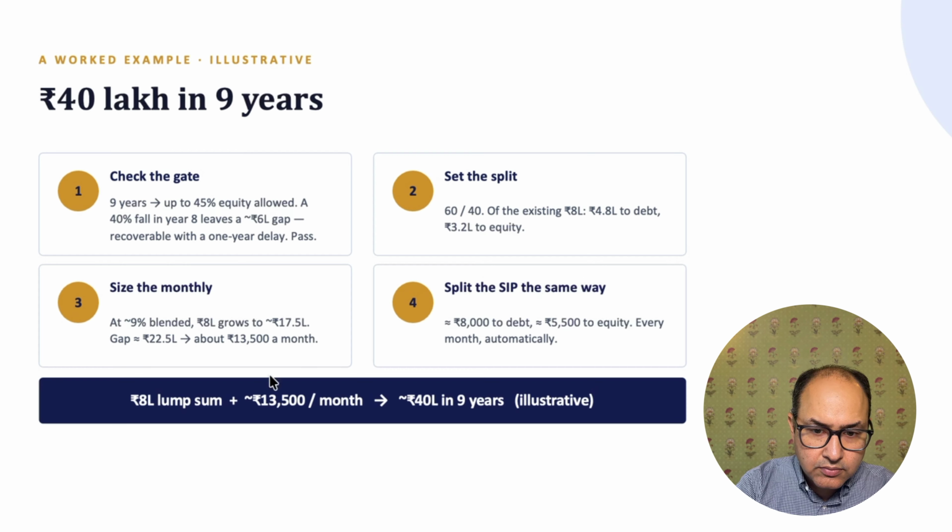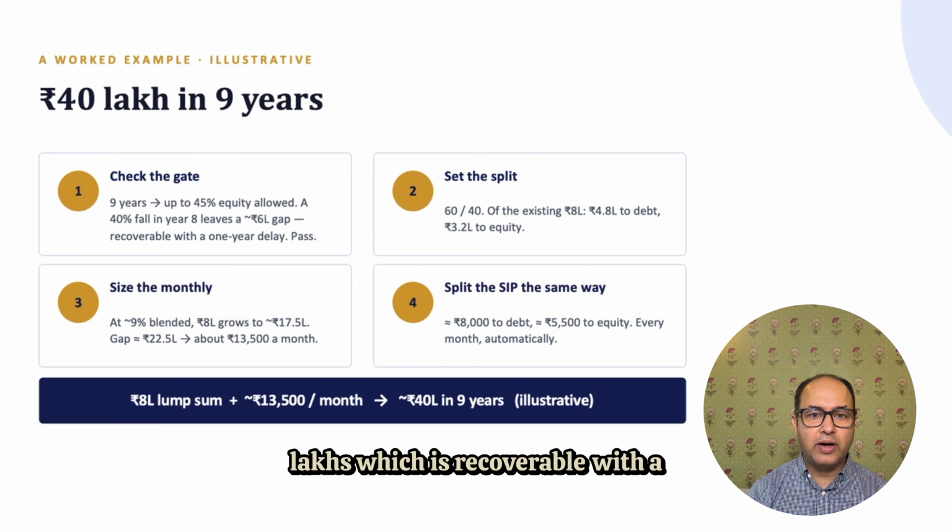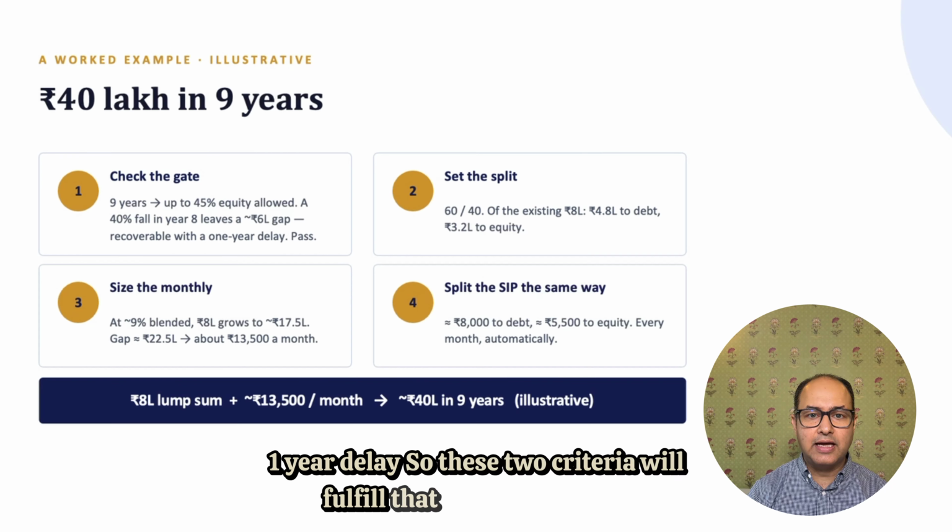Let's take an example. Let's say you need 40 lakh rupees 9 years from now, and you already have set aside 8 lakhs. So first of all, 9 years is a long horizon. You can have a band of 40 to 45%. Even a 40% fall in the equity portion in year 8 would leave you a shortfall of 6.5 lakhs, which is recoverable with a 1 year delay. So these two criteria will fulfill that you are in grid 2.